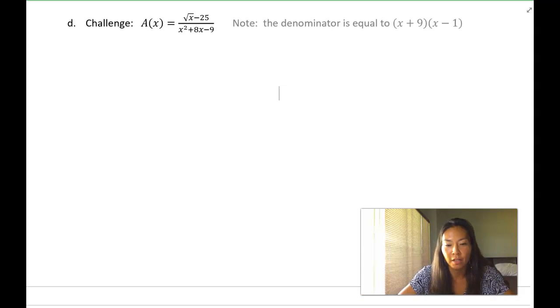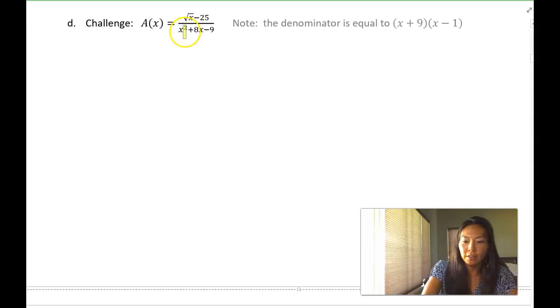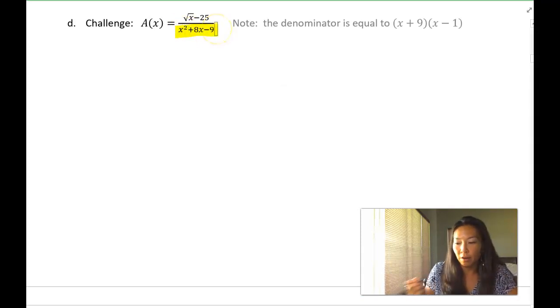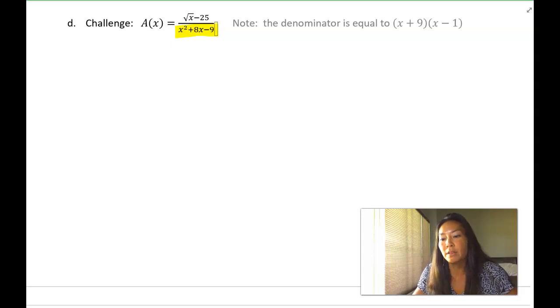We left off class the other day looking at this last challenge problem. There are two things here that are causing our domain to be limited. So remember, the denominator is what we don't want to be what? If we're causing something to be limited, we don't want it to be 0.